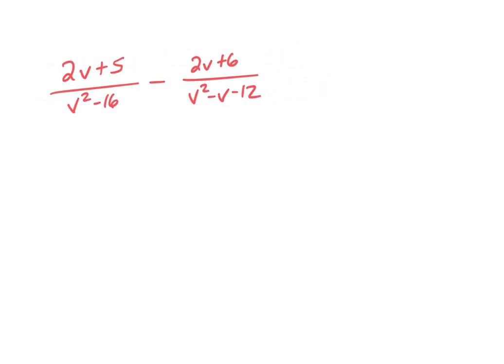Okay. We can't do the restrictions or the LCD right at the beginning of this one. This one's different than all the other ones that we've done today. Save the best for last, right? What are we going to have to do here? Just looking at the denominators, what do you think we're going to have to do to the denominators?